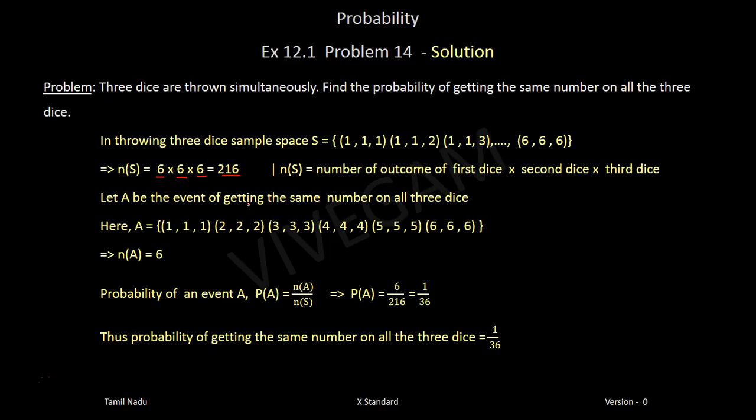Now, let A be the event of getting the same number on all the 3 dice. So when will that happen? How many elements are there for A? It can be 1, 1, 1: first die giving you 1, second die giving you 1, third die giving you 1. Or it can be all 3 giving you 2, or all giving 3, or all of them giving 4, or all of them giving 5, or all of them giving 6. So 6 possible ways are there for getting the same number, right? That means n of A is equal to 6. We know n of S is 216, n of A is 6. So the probability of A is n of A divided by n of S, that is equal to 6 by 216, that is equal to 1 by 36.